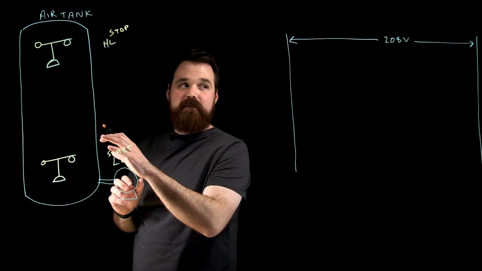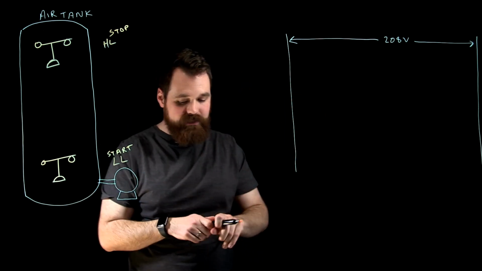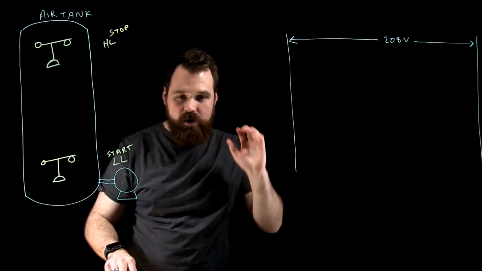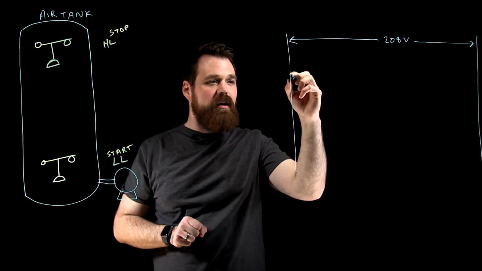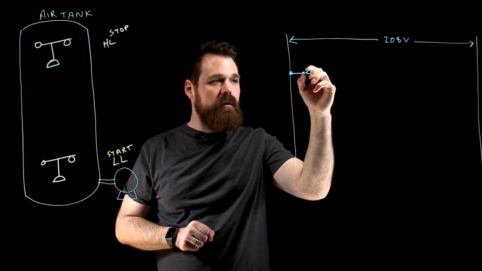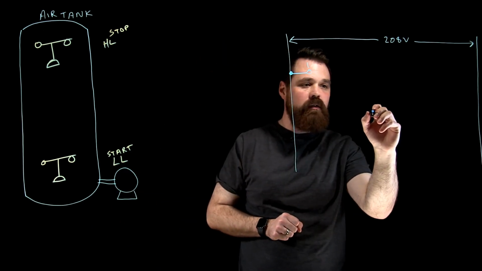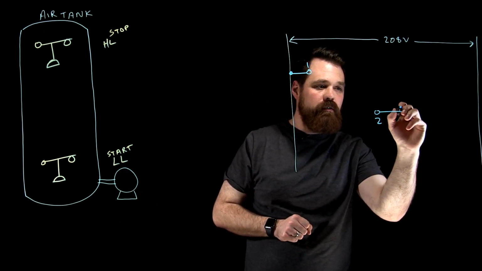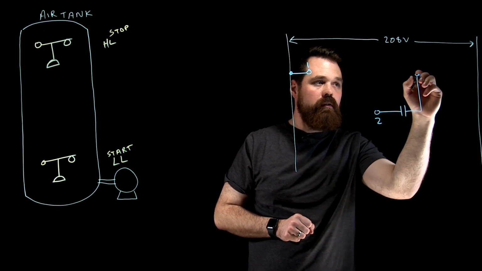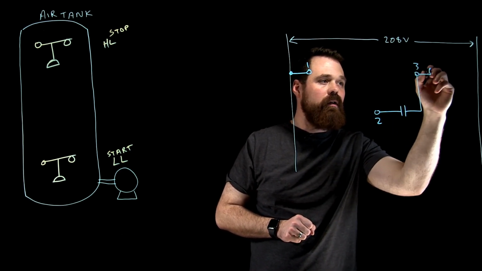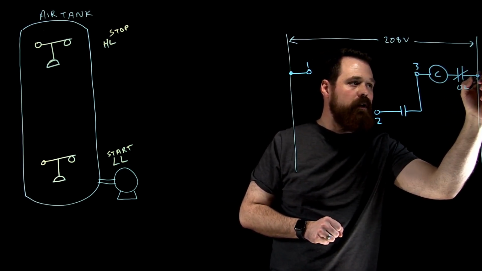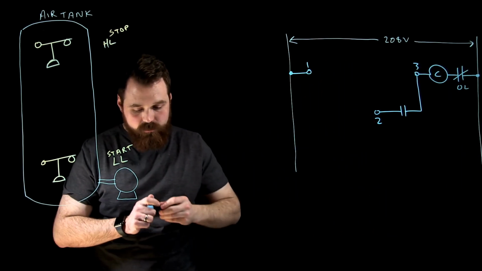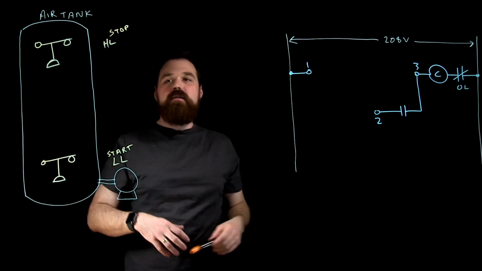Now we want to take that information and put it into our schematic diagram. So I go out and buy that NEMA motor starter, factory wired. I get my NEMA 1, NEMA 2, NEMA 3, coil, overload, something like that. So now we want to wire in those devices.